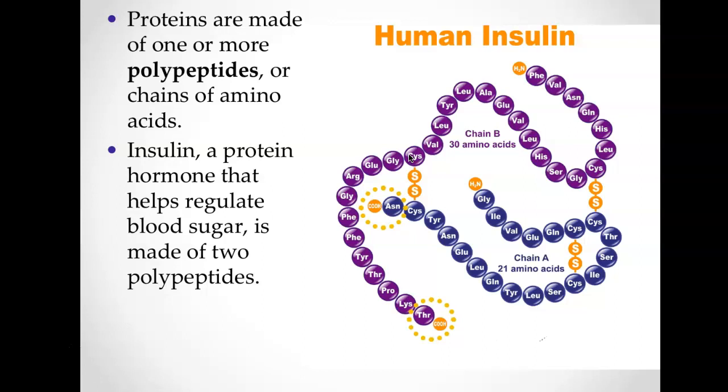And like I had said, it's a hormone. Insulin is a hormone that regulates blood sugar. It's made up of 2 polypeptides. So you have one long chain of amino acids right here, one long chain of amino acids right here, and then you have these things called disulfide bonds. All that is when a cysteine sees another cysteine, it's going to create a covalent bond between the sulfurs.